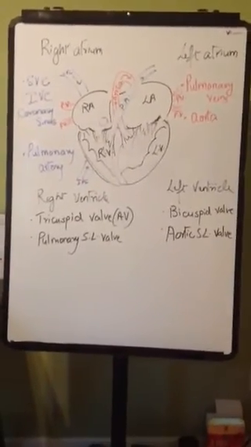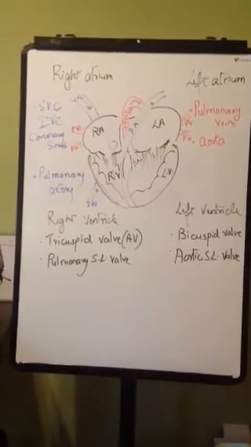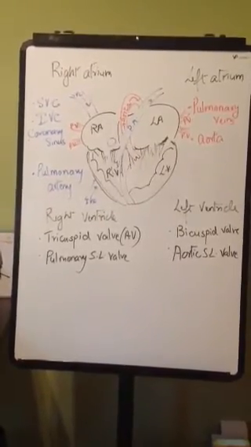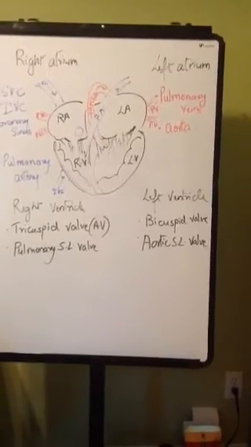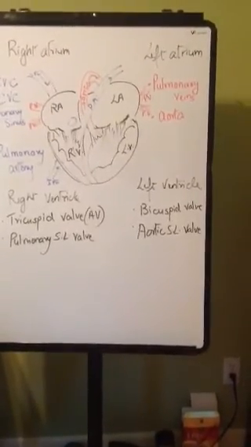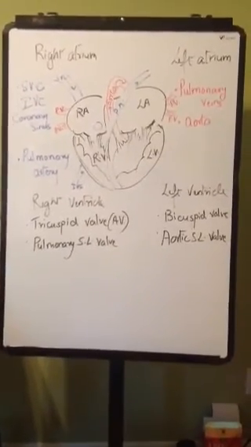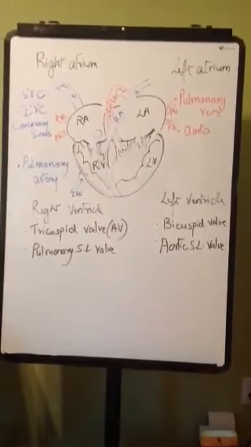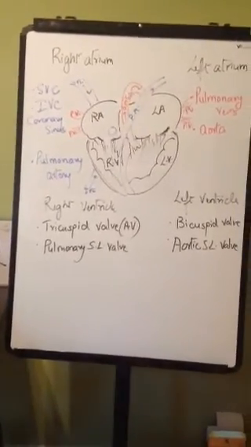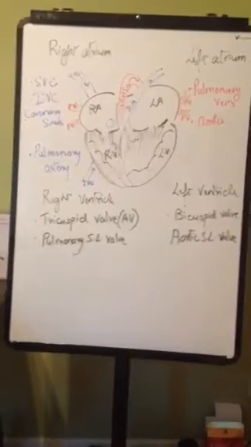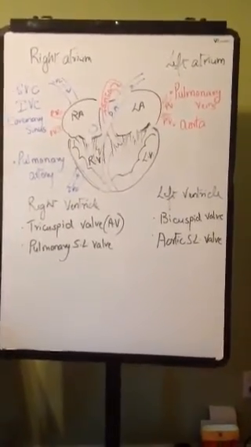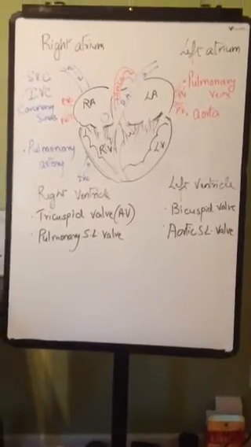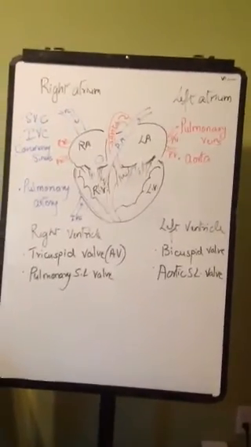So between the right atrium and right ventricle, the tricuspid valve, and between the left atrium and the left ventricle, the bicuspid valve. And then going from the right ventricle into the pulmonary artery, that's the pulmonary semilunar valve. And then going from the left ventricle to the aorta, that is the aortic semilunar valve.